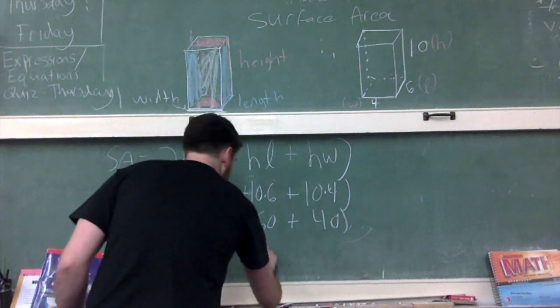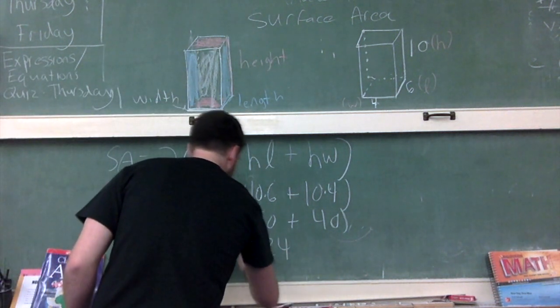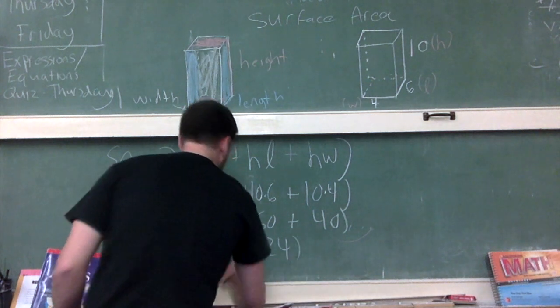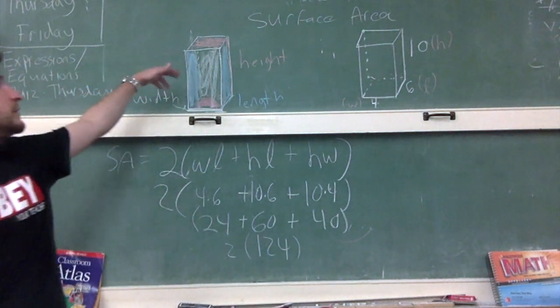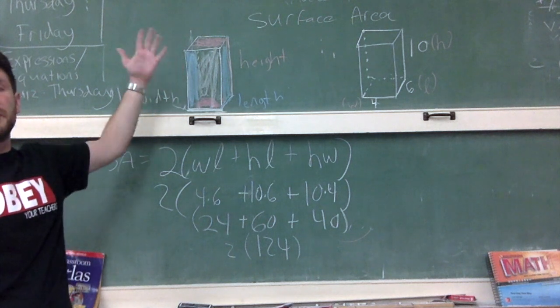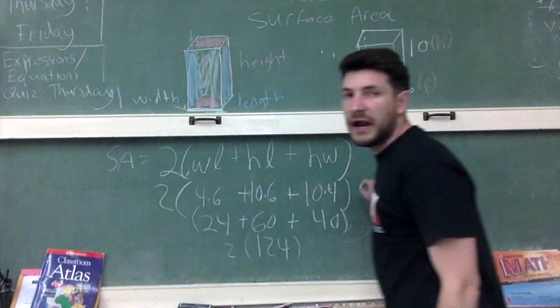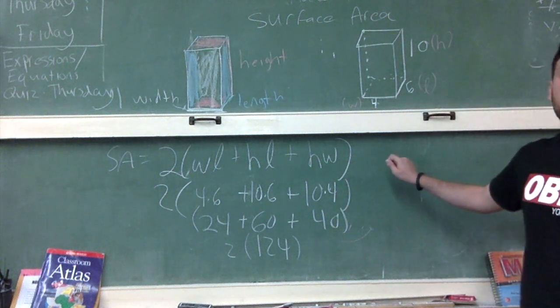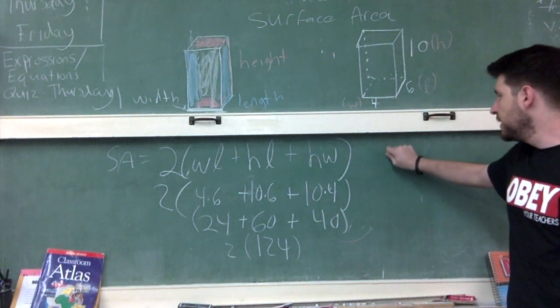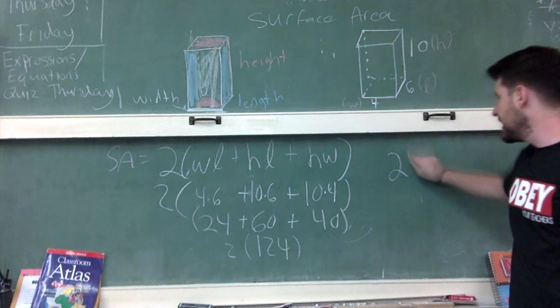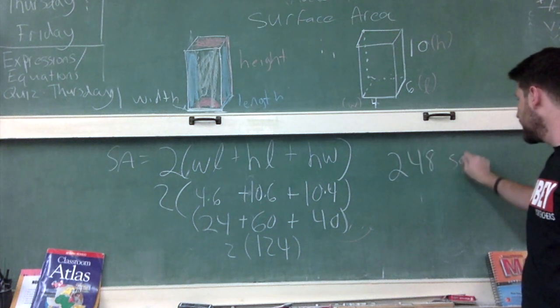But don't forget, we're not done yet because we still have to multiply it by 2 because there's 2 of the top, 2 of the side and the front and the back. So we multiply that by 2, meaning our area is going to be 124 times 2, which is 248 square units.